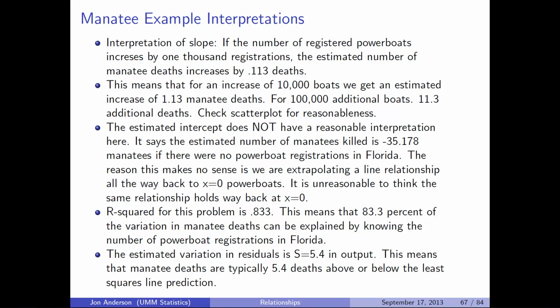You might do better understanding what's going on if you think about not just 1,000 more powerboats, but what about 10,000 more powerboats registered? That translates to moving this decimal place on the rate of change in y over change in x. If x changes by 10 units, that means that y, the manatees killed, changes by 10 times this, or 1.13 manatee deaths. So about an additional death for every 10,000 boats. If you have 100,000 more boats, you get about 11.3 additional manatee deaths.